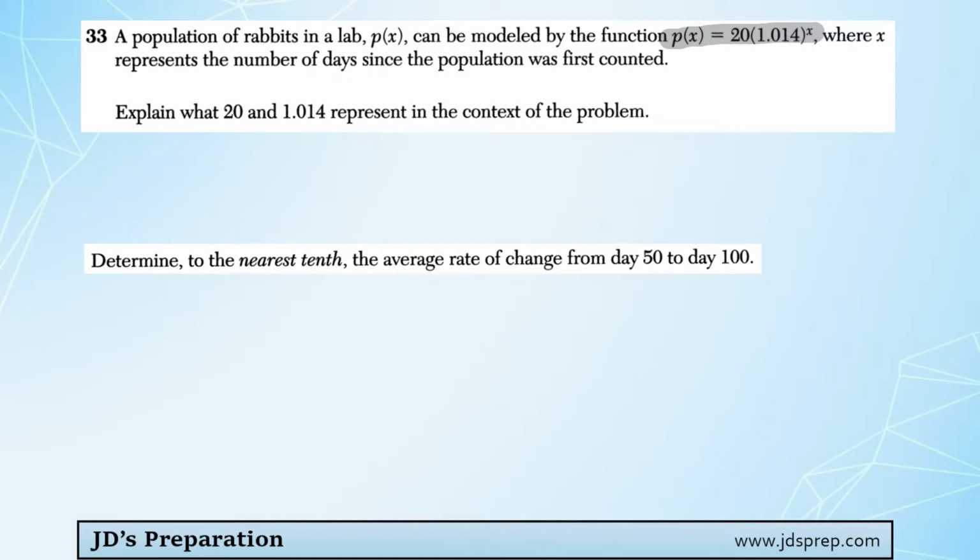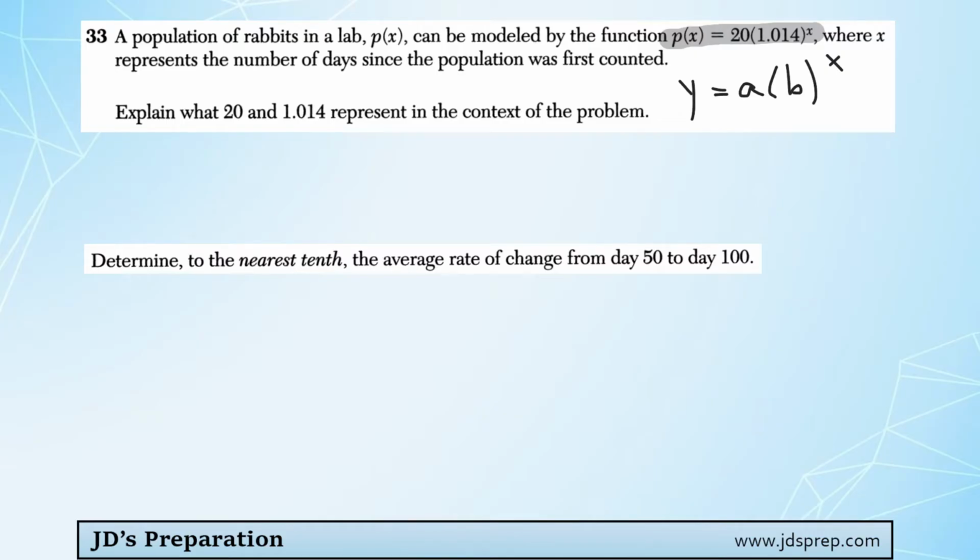Well, by looking at the equation, you should be able to tell that this is an example of an exponential growth equation in the form of a multiplied by b to the power of x. This could also be an example of exponential decay if the value of b was less than 1. But in this case, we can see that it is greater than 1, which means the population of the rabbits is increasing, and it's an example of exponential growth.